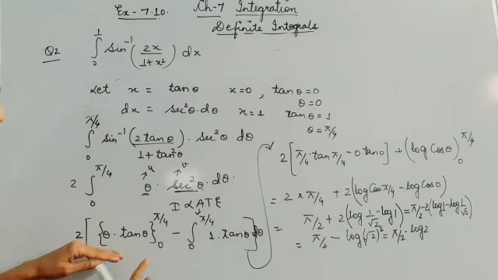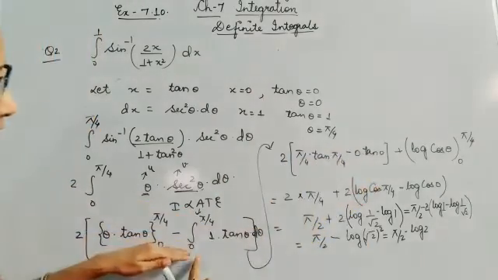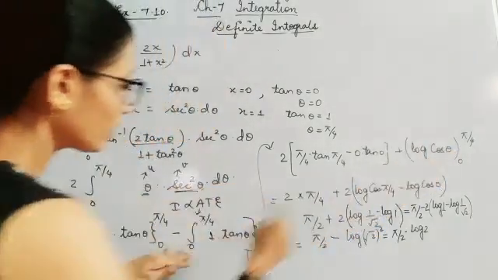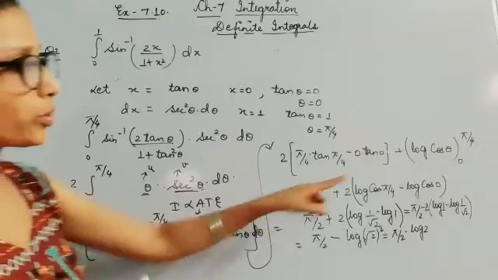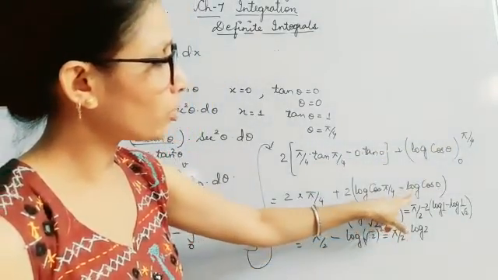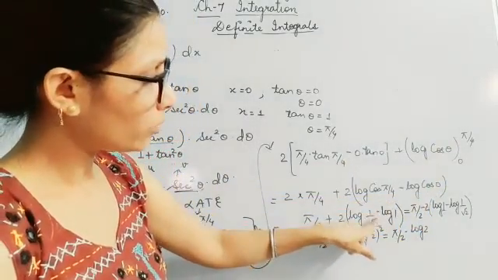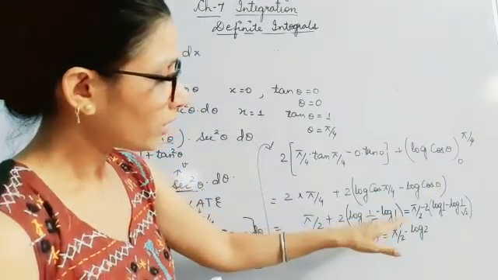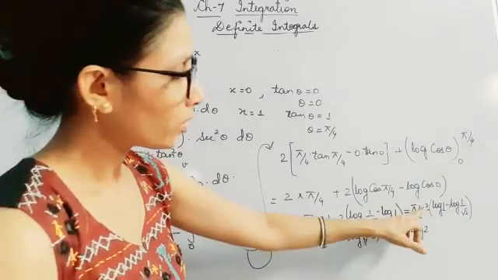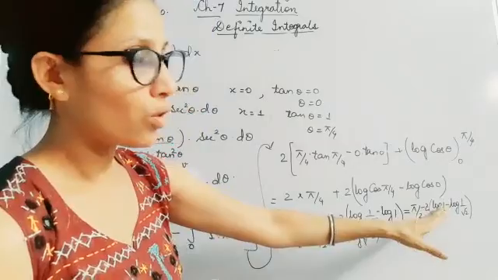Here what I have done is just put the limits, upper limit minus lower limit. The integration of tan theta is written as minus log of cos theta, and then the limits are put here. Now this is log of cos, upper limit is pi by 4, minus log of cos 0. Cos pi by 4 is 1 by root 2, minus this is log of 1. Now children, I have taken the negative sign common out of it. So minus 2 log of 1 by root 2, minus log of 1.